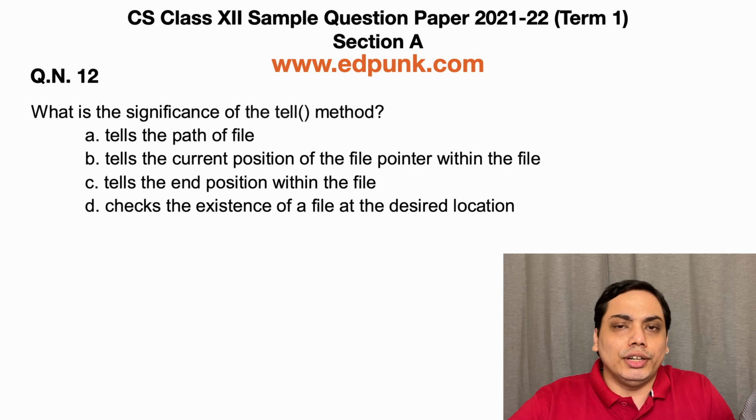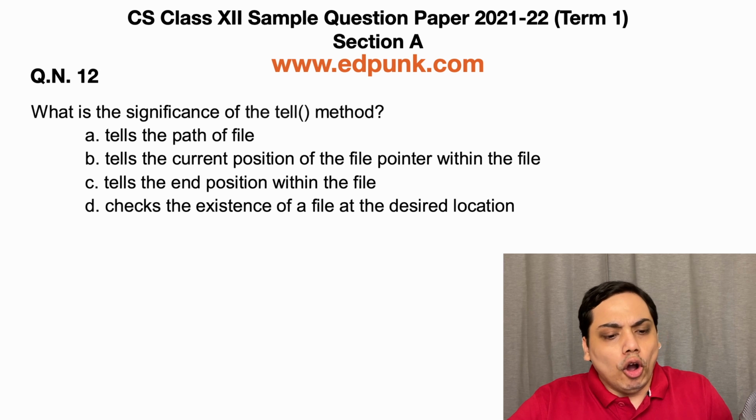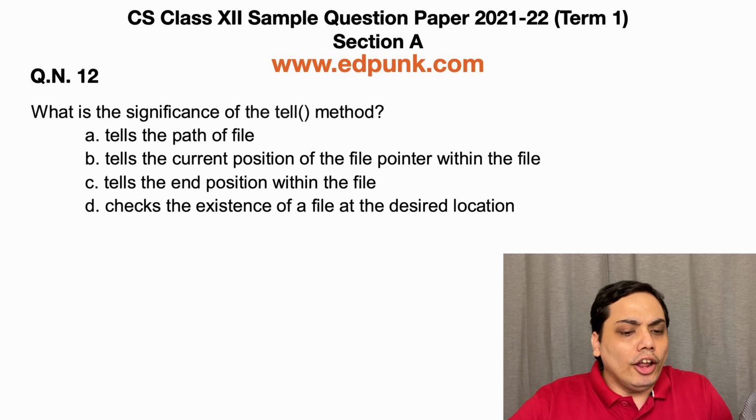Moving on to the next question, which is question 12. What is the significance of the tell method? Option A is it tells the path of the file. Option B, it tells the current position of the file pointer within the file. Option C, it tells the end position within the file. And option D, it checks the existence of the file at the desired location.